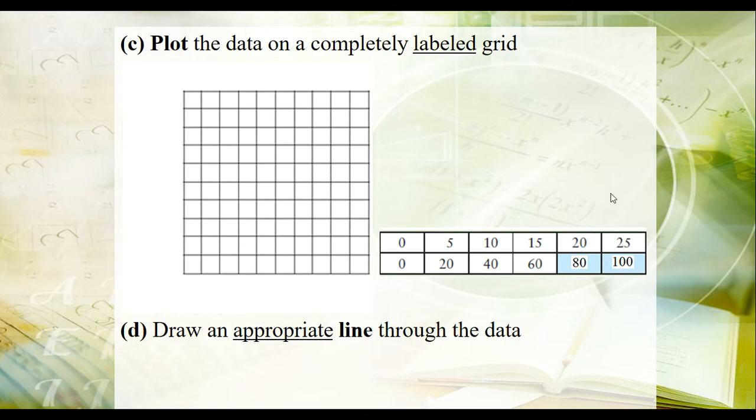C, I want to plot the data on a completely labeled grid. Okay, so let's start off by writing down our titles. So what's going on here? The person's selling magazines, so maybe an appropriate title would be magazine sales.